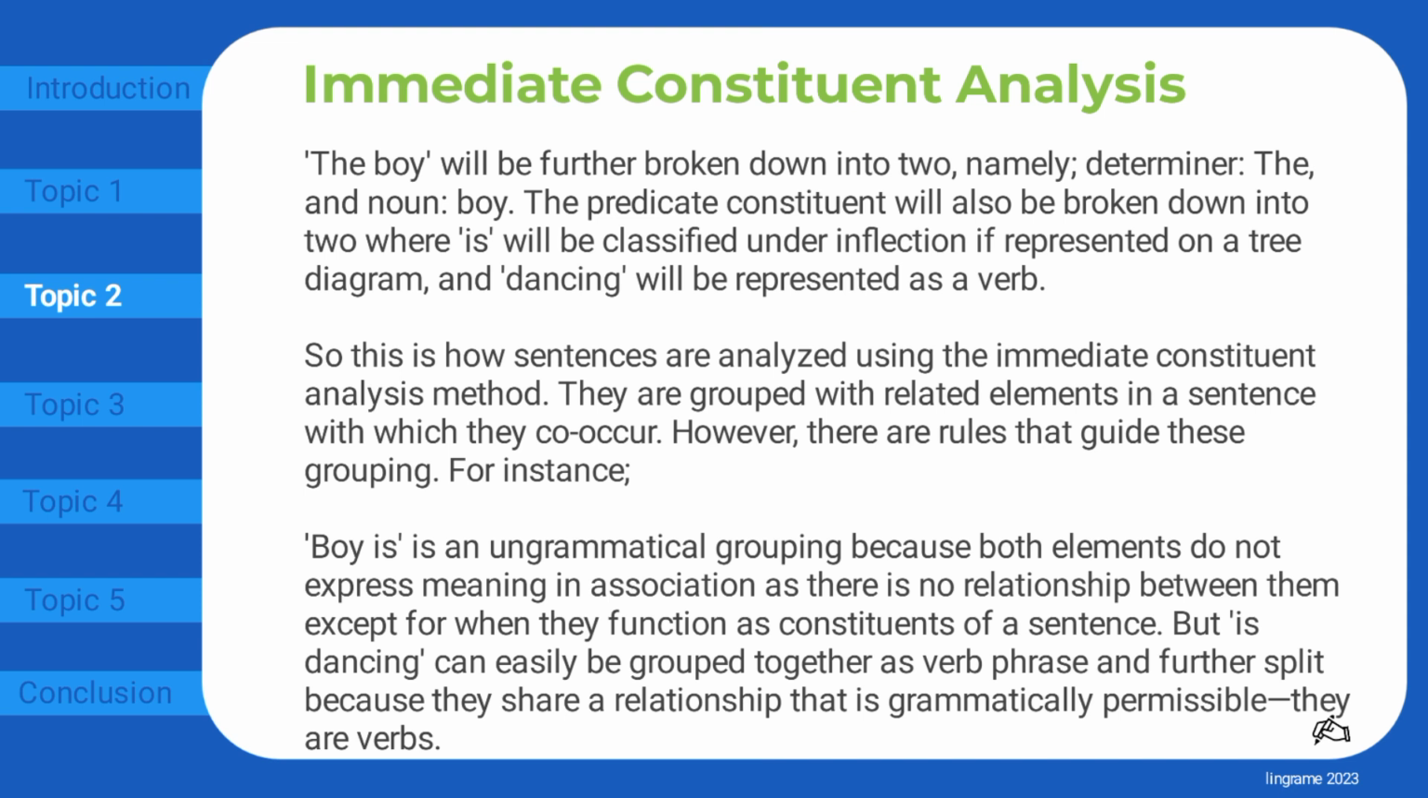However, there are rules that guide these groupings. For instance, "the dancing" is an ungrammatical grouping because both elements do not express meaning in association, as there is no relationship between them except for when they function as constituents of a sentence. But "is dancing" can easily be grouped together as a verb phrase and further split because they share a relationship that is grammatically permissible. They are verbs.